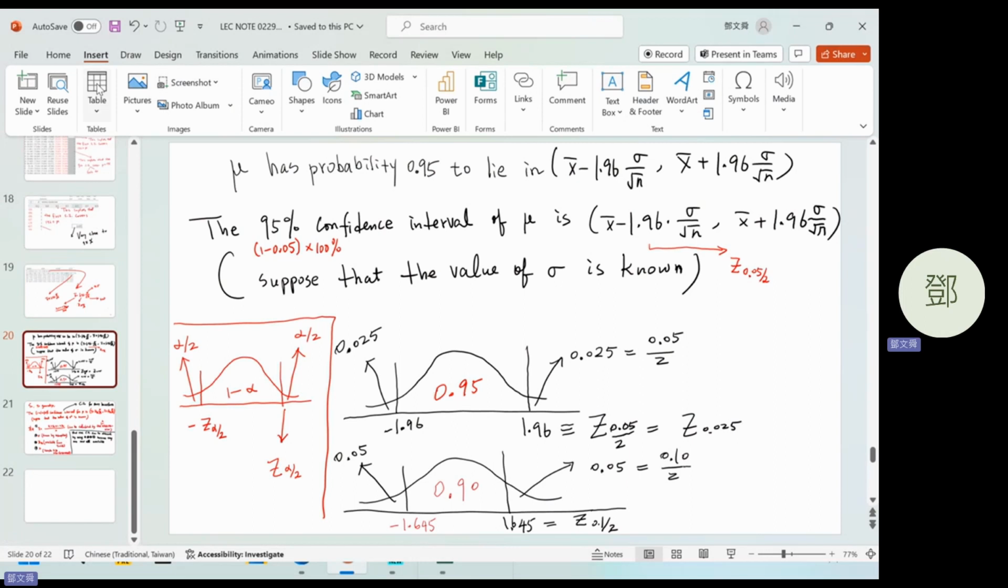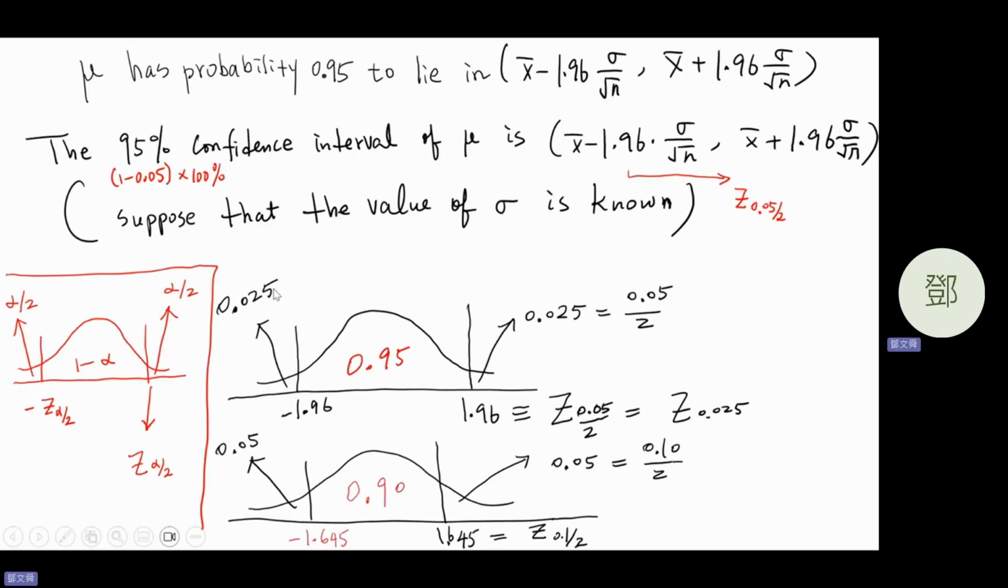Let's review where we stopped last week. Mu has probability 0.95 of being in the confidence interval. Now I want to make the probability more general. This time it is not 95%, it is 1 minus 0.05 times 100%. 95% is equal to 1 minus 0.05, times 100%. The black one and the red one are the same thing.